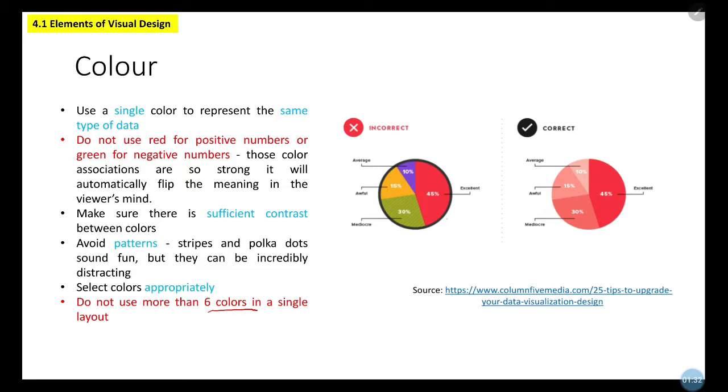If we compare these two representations, the right one is much better. We just use one tone of color, but a different gradient. As we know, the higher percentage will normally be a darker color as compared to the lowest percentage.